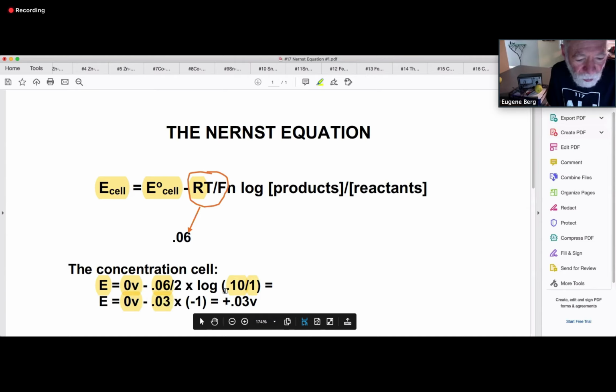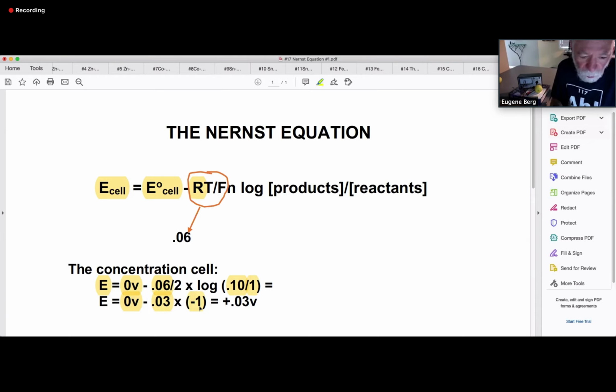Now the log of 0.1 is negative 1. You can check it on your calculator. I think I'll do that, by the way. Okay, so 0.1 divided by 1 is 0.1. Hit my log button. Sure enough, it's negative 1.